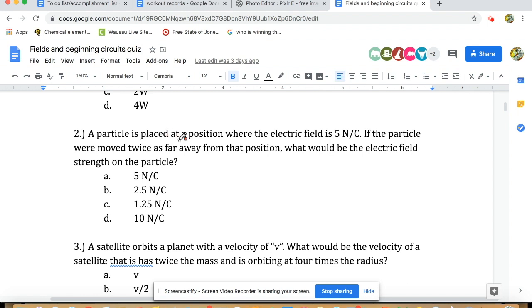A particle is placed in a position where the electric field strength is 5 newtons per coulomb. If the particle will move twice as far away from the position, what will be the electric field strength?